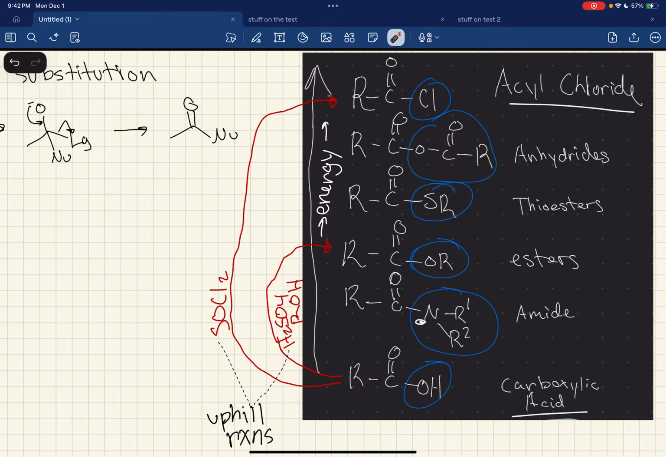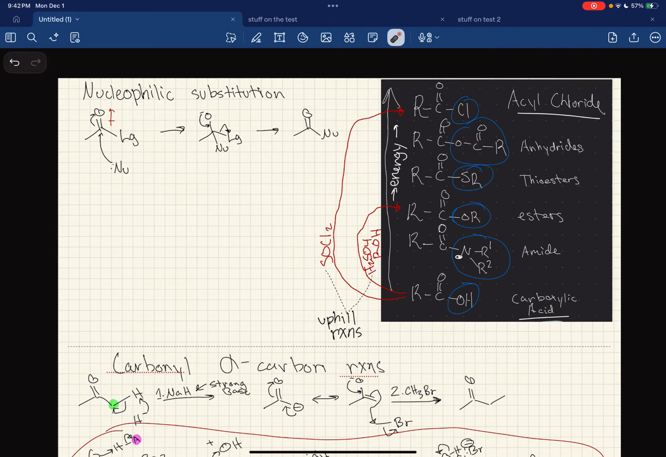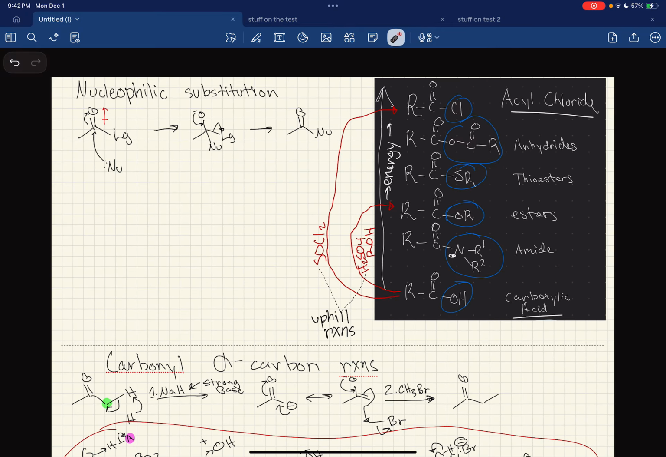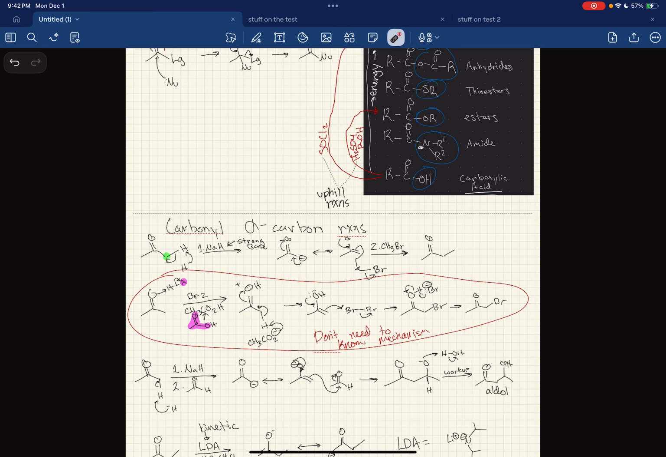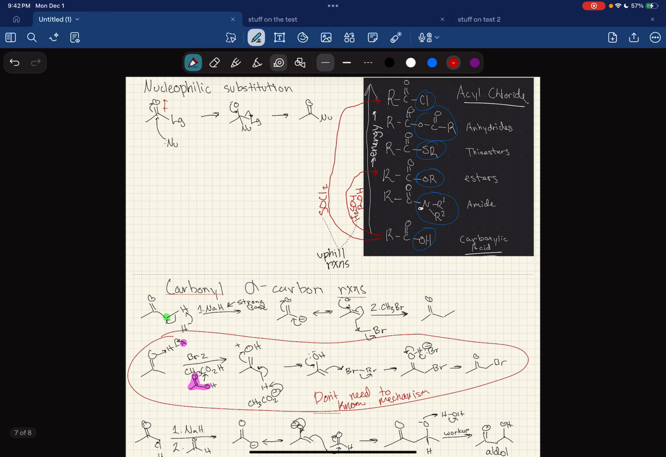All right, recognize and predict reactions at the alpha carbon of carbonyls to form enolates and how the enolate acts as a nucleophile. Identify conditions for the formation of the kinetic or thermodynamic enolate. All right, carbonyl at the alpha carbon. I'm gonna highlight these. Getting a little tired. We can make it through.